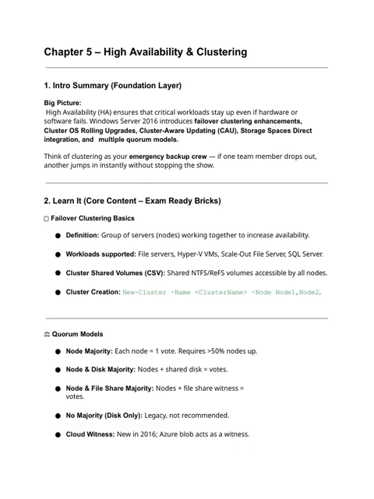First, let's talk about the big picture. High availability, or HA, is all about making sure that your critical workloads stay online, even if something goes wrong with hardware or software. Windows Server 2016 has introduced some great enhancements in this area, like improved failover clustering, cluster OS rolling upgrades, cluster-aware updating, integration with Storage Spaces Direct, and multiple quorum models.